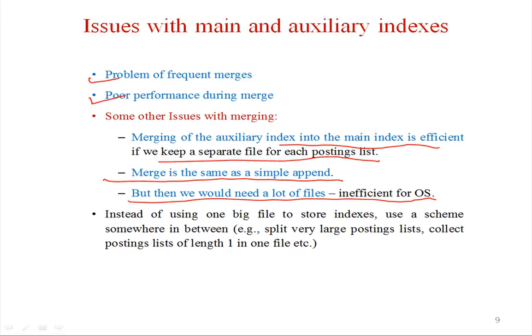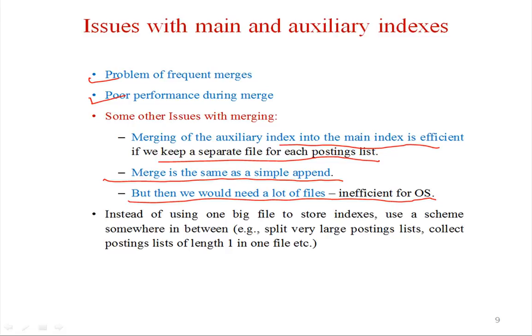Unfortunately, the one file per posting list scheme is infeasible because most file systems cannot efficiently handle a large number of files. The simplest alternative is to store the index as one large file, that is, a concatenation of all posting lists. In reality, we often choose a compromise between the two extremes.